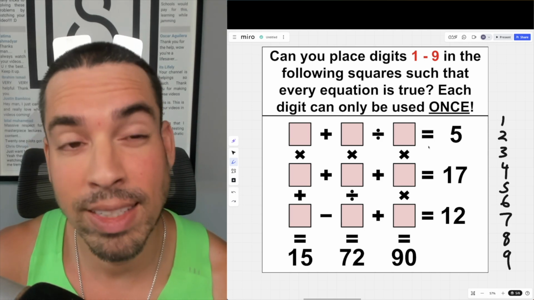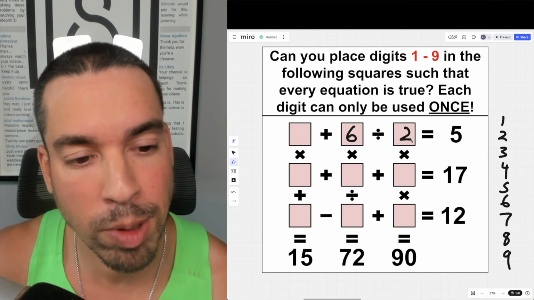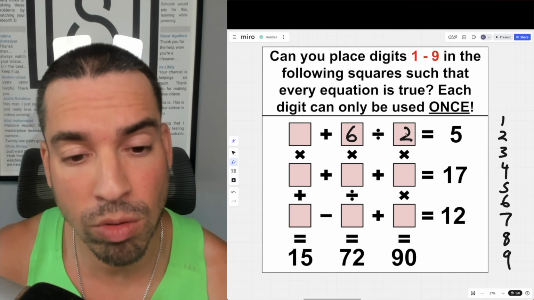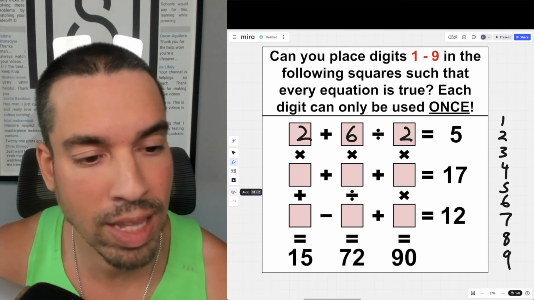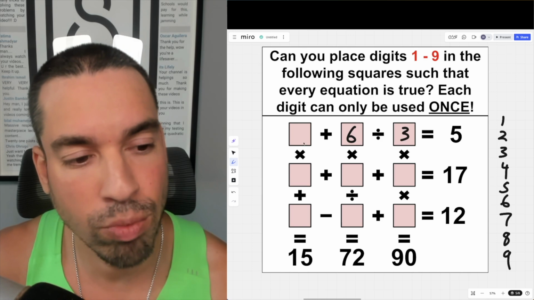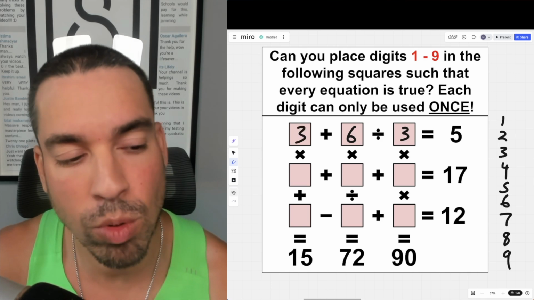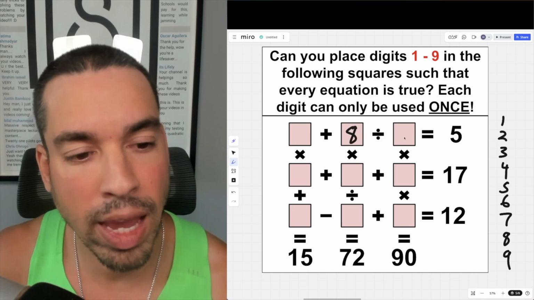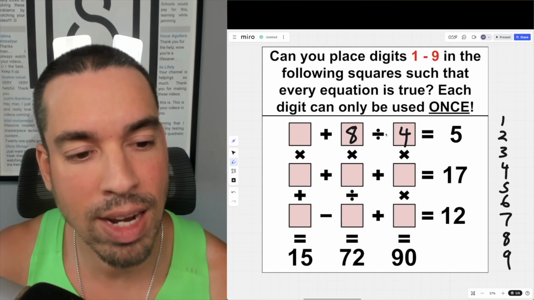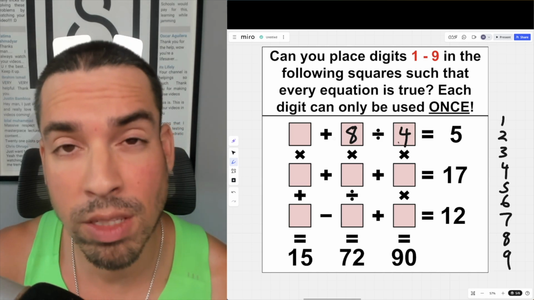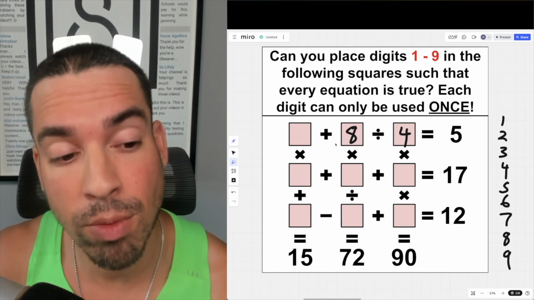Now, since we're trying to get to 5, you can see 6 and 2 would be problematic because 6 divided by 2 is 3. To get to 5, we'd need another 2, and that won't work. Likewise, 6 and 3 would require a 3 here. That won't work either. So next, we could go 8 and 4, or 9 and 3. So let's roll with this assumption first. Let's see if it works. If not, we can switch it up.